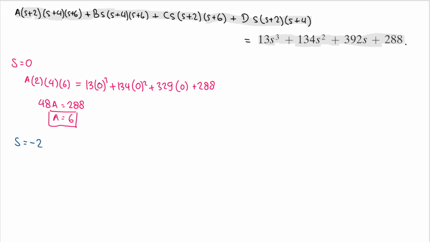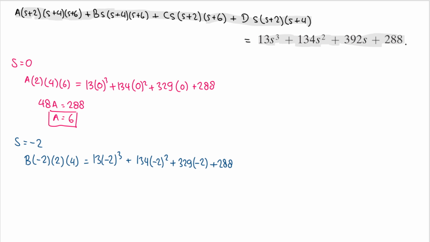This term will be gone. This also gone. And this will also gone. So we will have B multiplied by -2. And then -2 plus 4, we will have 2. Then -2 plus 6, that will be 4. And for this one, we will have 13 multiplied by -2 to the third power plus 134 multiplied by -2 squared plus 329 multiplied by -2, and then plus 288.